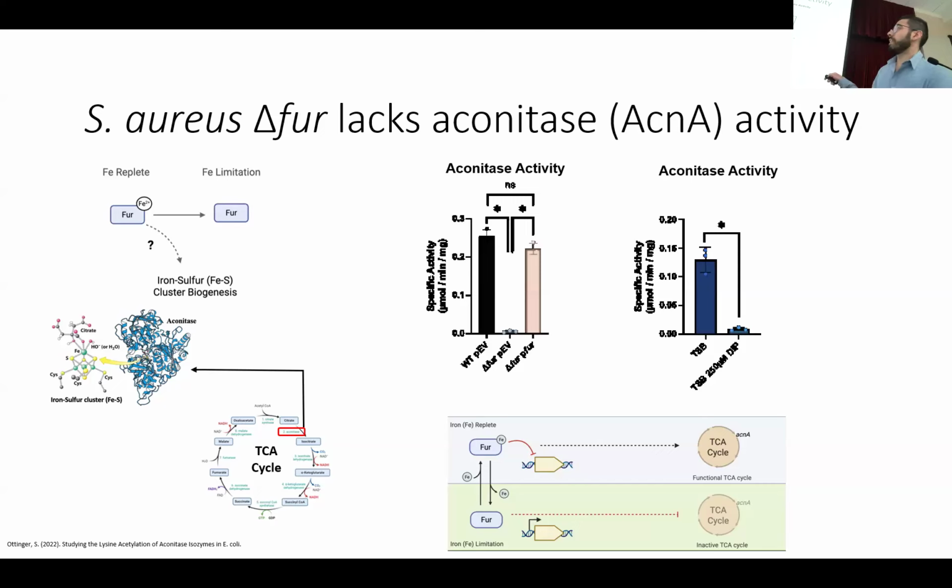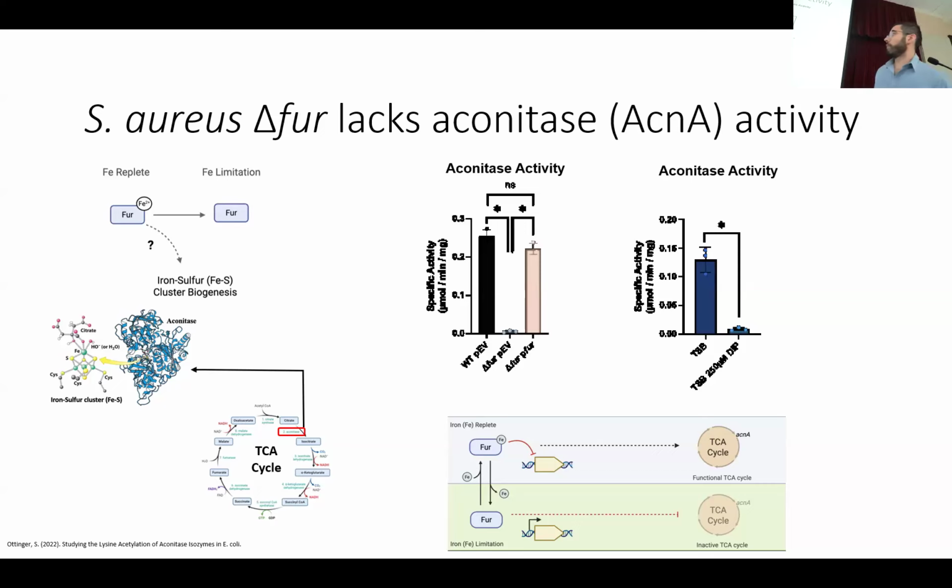And we saw that in the absence of Fur, we had basically zero aconitase activity. And this could be complemented. This phenotype could also be copied in the absence of iron. So we cultured the cells in iron-rich and iron-limited conditions, done by adding a metal chelator called 2,2-dipyridyl, as you can see here. And if you culture the cells during iron-limited conditions, then aconitase activity also goes down.